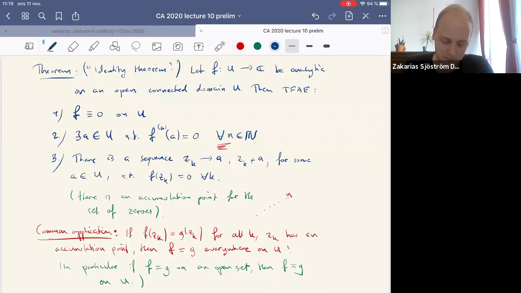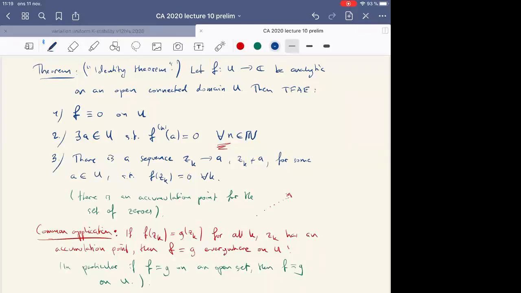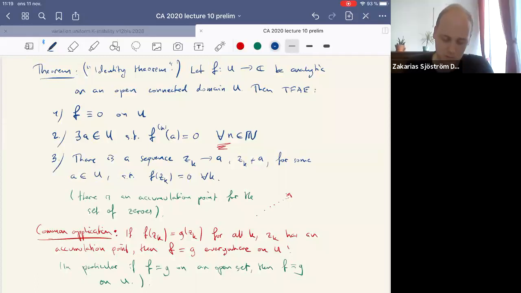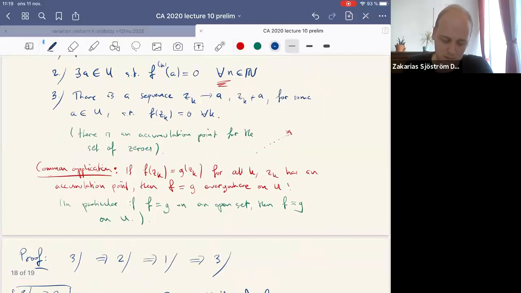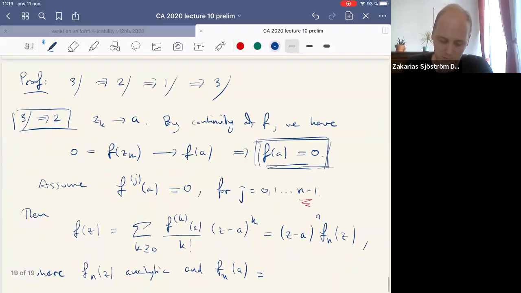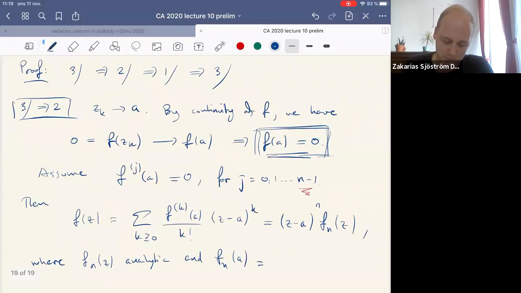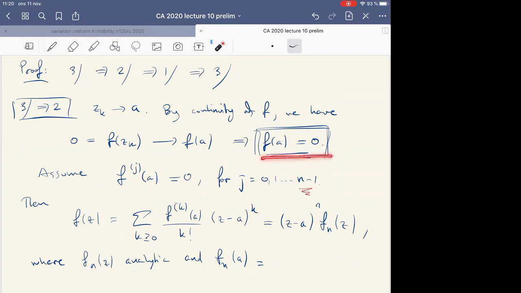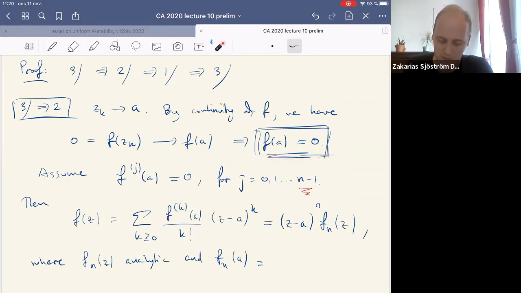So we assume that there was this sequence z_k, with z_k tending to a. You understand this third statement here? You have this accumulation point. And then we assume that, and we want to show that then all of the derivatives must vanish. So we used this hypothesis to show that all of these are 0, but z_k tends to a, so then f of a has to also be 0. Okay? And then we wanted to show that if f of a is 0, then also f prime of a must be 0, and so on.